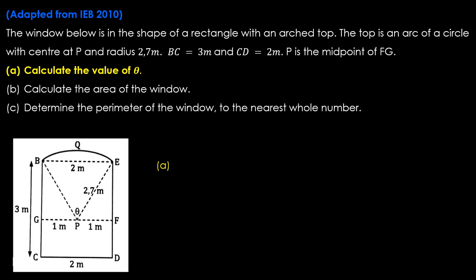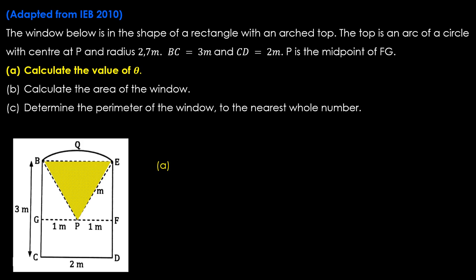The next one is a question that's been adapted from the IEB 2010 paper, where you are given a window, and the window is made up of a rectangle with an arched top. And we first need to calculate the value of theta. Now to calculate the value of theta, again, I'm going to use a triangle where I have 3 sides to it. Right, so to calculate the angle of theta, we're going to use the cos rule.